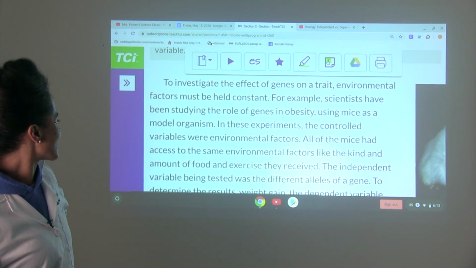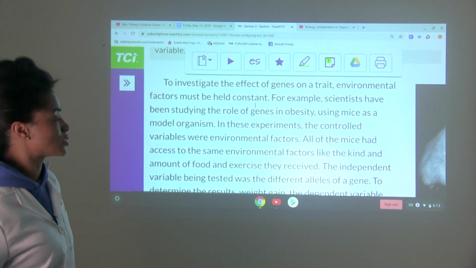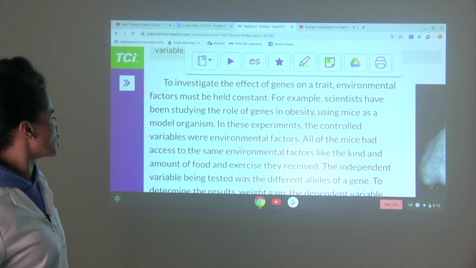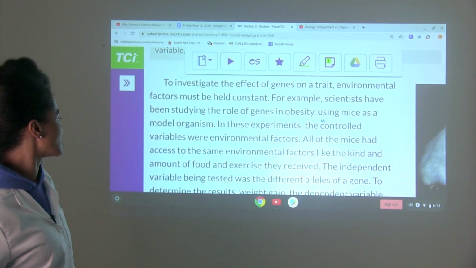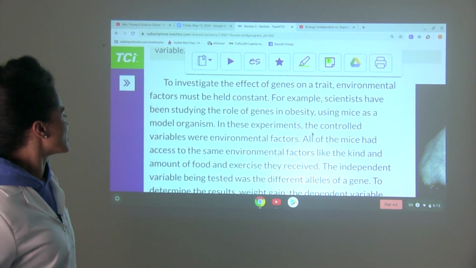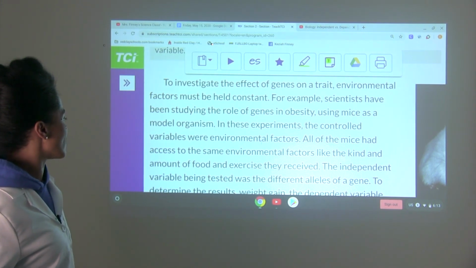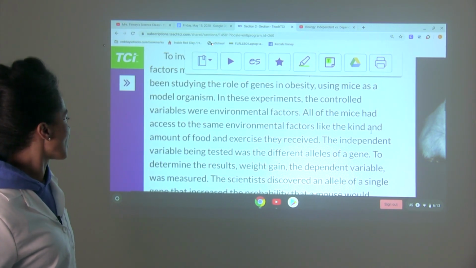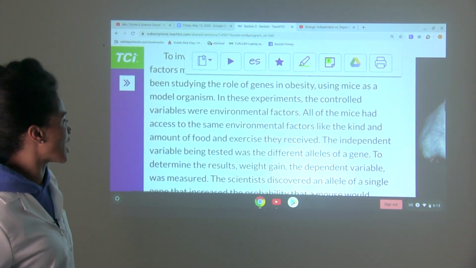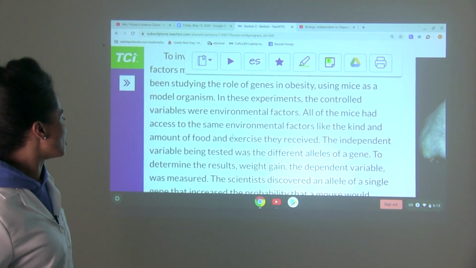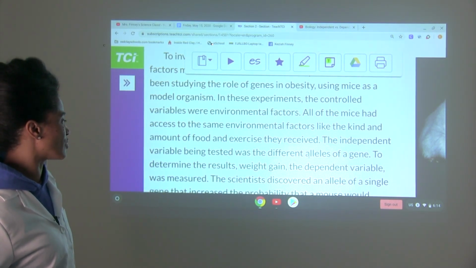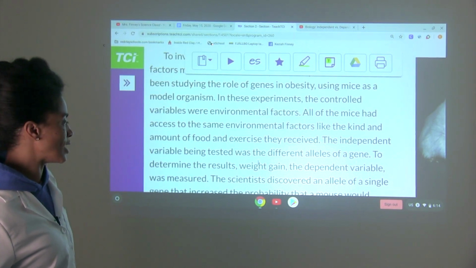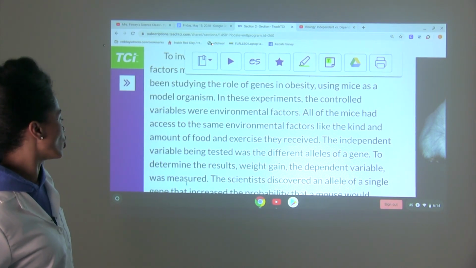To investigate the effect of genes on a trait, environmental factors must be held constant. For example, scientists have been studying the role of genes in obesity using mice as a model organism. In these experiments, the controlled variables were environmental factors. All of the mice had access to the same environmental factors, like the kind and amount of food and exercise they received. The independent variable being tested was the different alleles of a gene. To determine the results, weight gain, the dependent variable, was measured.